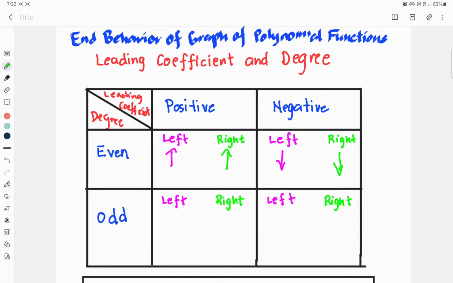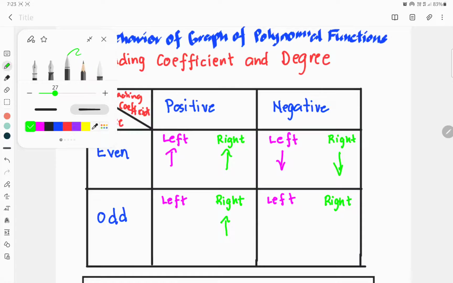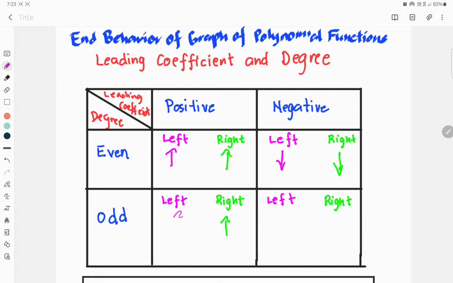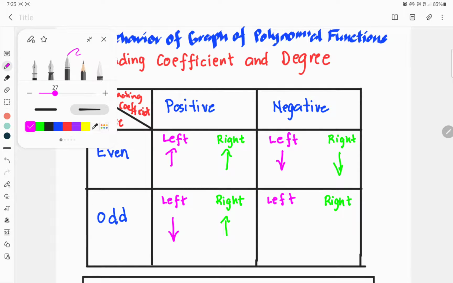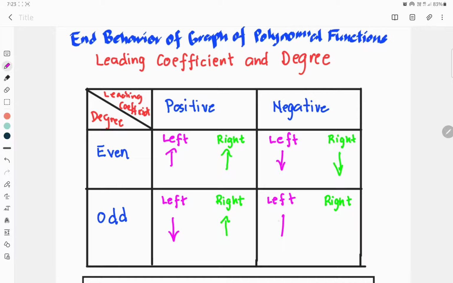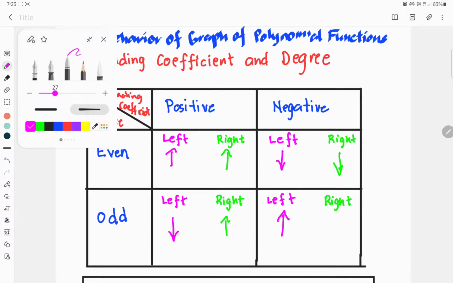The next would be odd. If it is odd, there is an inverse relationship. As you can see, if it is positive, it's going up on the right side, and then the left side would lead us to going down. Technically, that's how it works. Now, next, let's go with the other one. If this is going up on the left side, the other one would be going down.